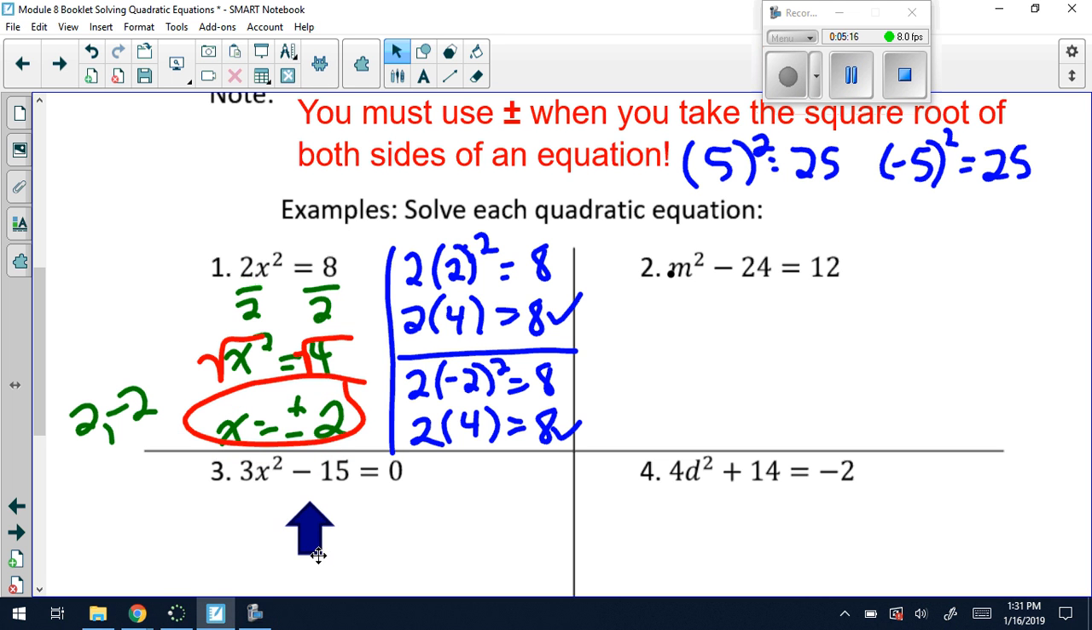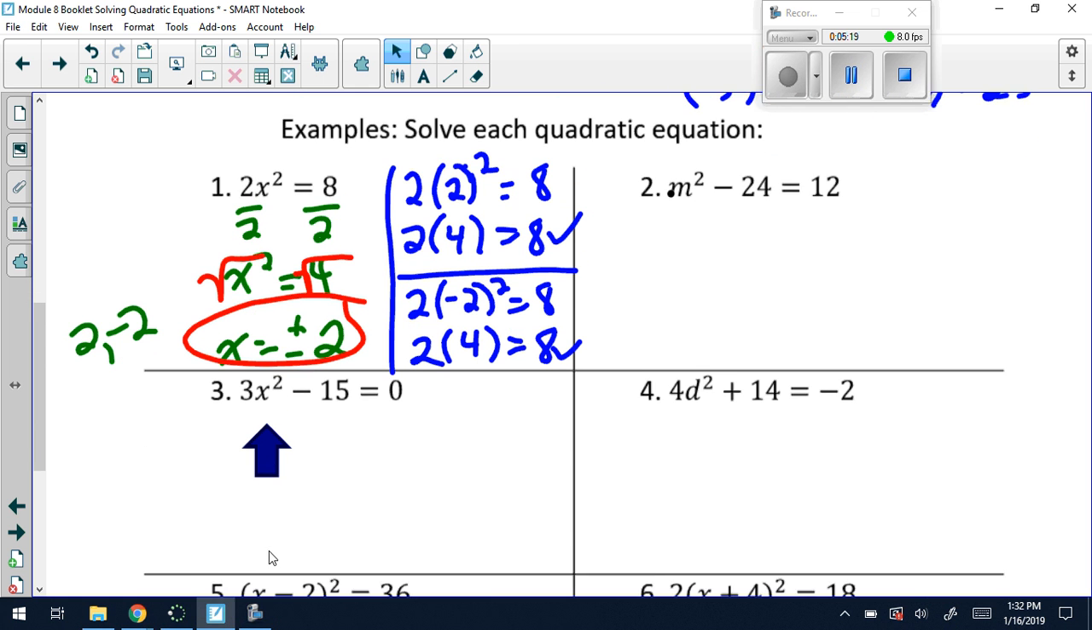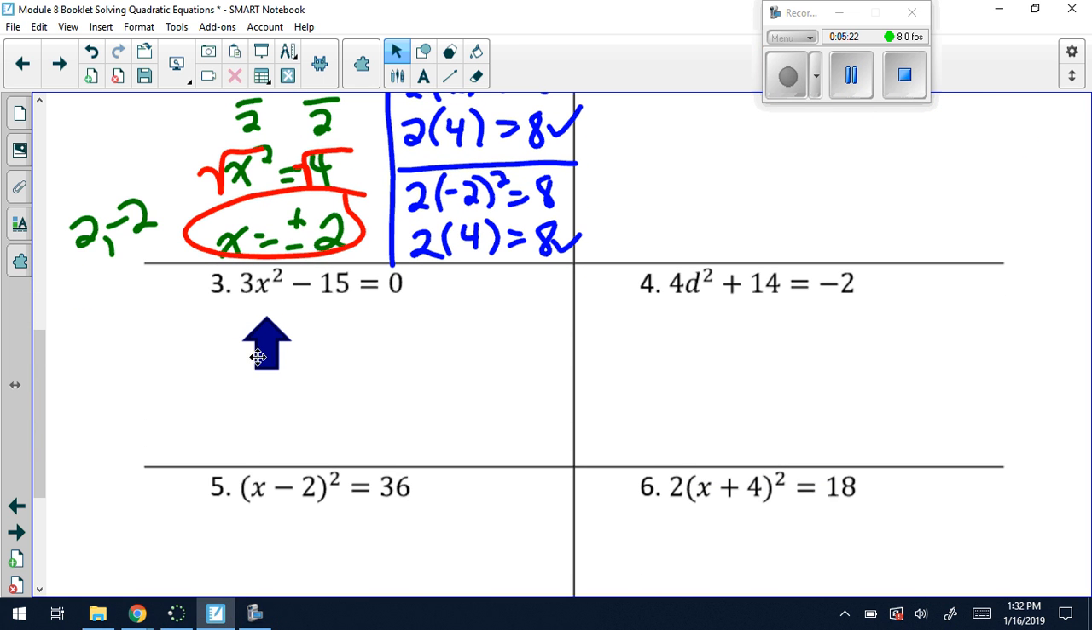We're going to go down and look at example 3. In example 3, I have 3x squared minus 15 equals 0. So I've got an x squared, I've got a constant, I've got no x. So I can use this method. Now, this time I've got 2 steps to get my x squared by itself. Basically it's a 2-step equation like when we were doing linear, except I'm still going to have to take the square root in the end. So to isolate the x squared, I first need to get rid of this minus 15. So I'm going to add 15 to both sides.